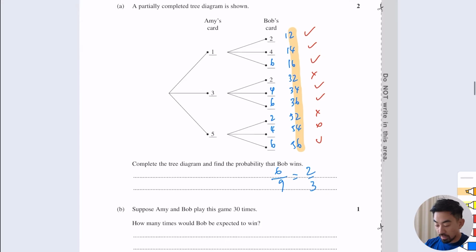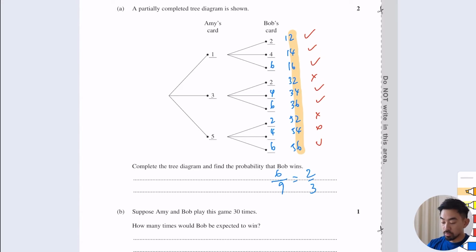Question B, suppose Amy and Bob play this game 30 times. How many times would you expect Bob to win? So we have Bob's expected win rate, which is 2/3. And we want to find how often he'll win if he plays 30 times. Well, that simplifies to 20 times.